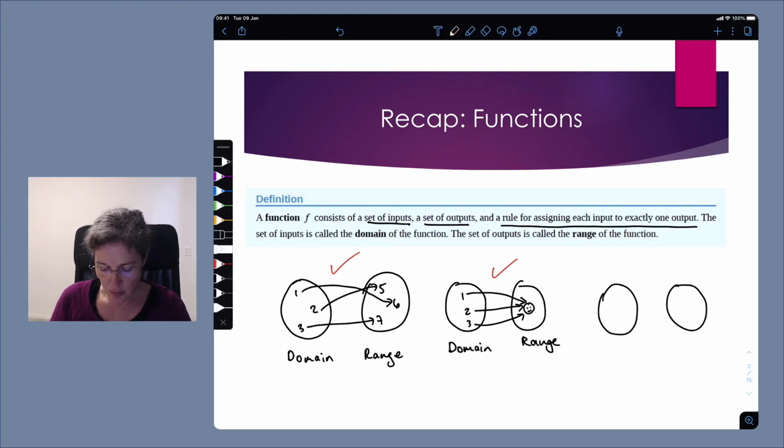if we had a situation where we had just 1 as our domain and 2, 3, 4 as our range, and we made the rule that said 1 can go to 2 or 3 or 4, then that is not a function because it's violating the rule that says each input goes to exactly one output. Okay, so I'm sure you're familiar with this, but having these in mind is going to help for what we do next.